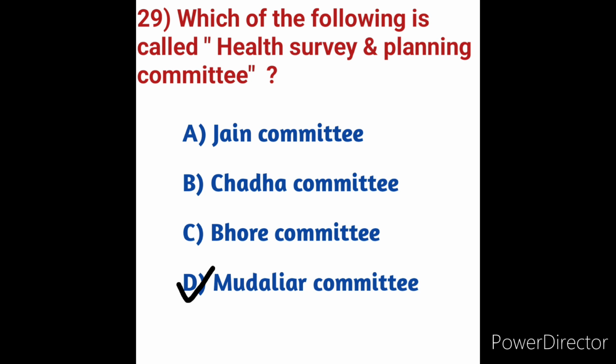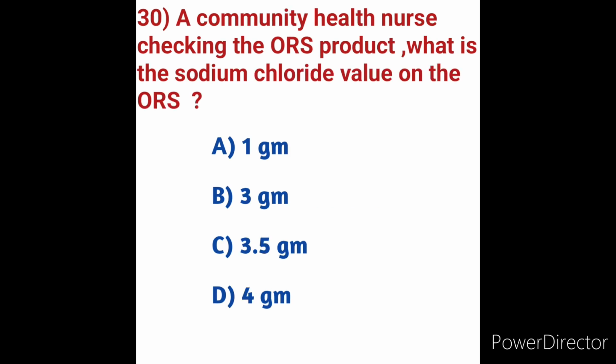Next we will move on to question number 30. A community health nurse is checking the ORS product. What is the sodium chloride value in the ORS? We will see the options first. Option A, 1 gram. Option B, 3 grams. Option C, 3.5 grams. Option D, 4 grams.